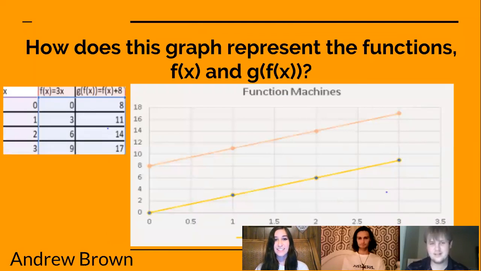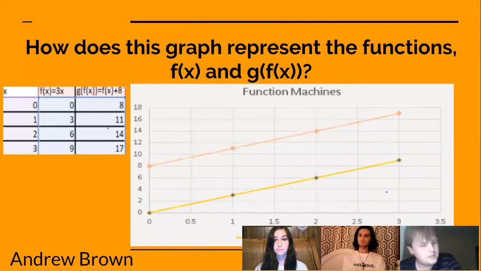All right. How does this graph represent the functions f of x and g of f of x, Andrew? So in order to determine how this graph represents both functions, let's try to understand each function and what is taking place. So the f of x is multiplying x by 3. The g of f of x is multiplying x by 3, and then adding 8. So for example, when x was equal to 0, f of x was equal to 0, because 3 times 0 equals 0. But g of f of x was equal to 8, because 3 times 0 plus 8 equals 8.